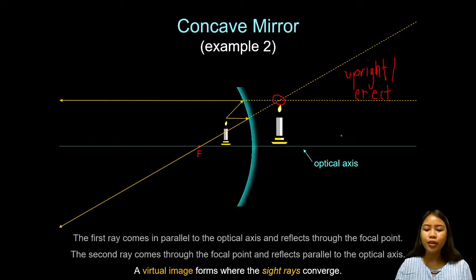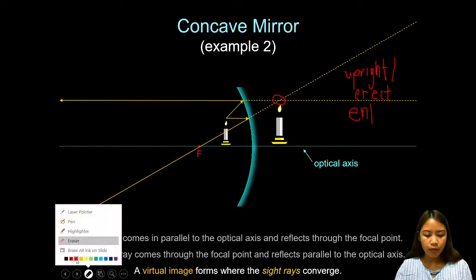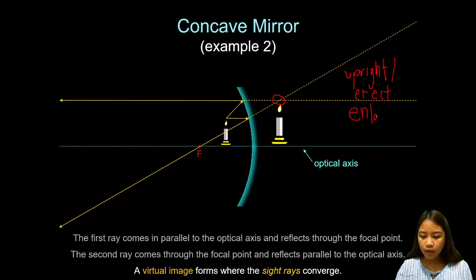Okay. Next, please take a look here on our image. The image is bigger or larger than the object. So with that, it means the image is enlarged. Enlarged. Wrong spelling. How? Enlarged. May A pa siya dapat. Okay. Enlarged.